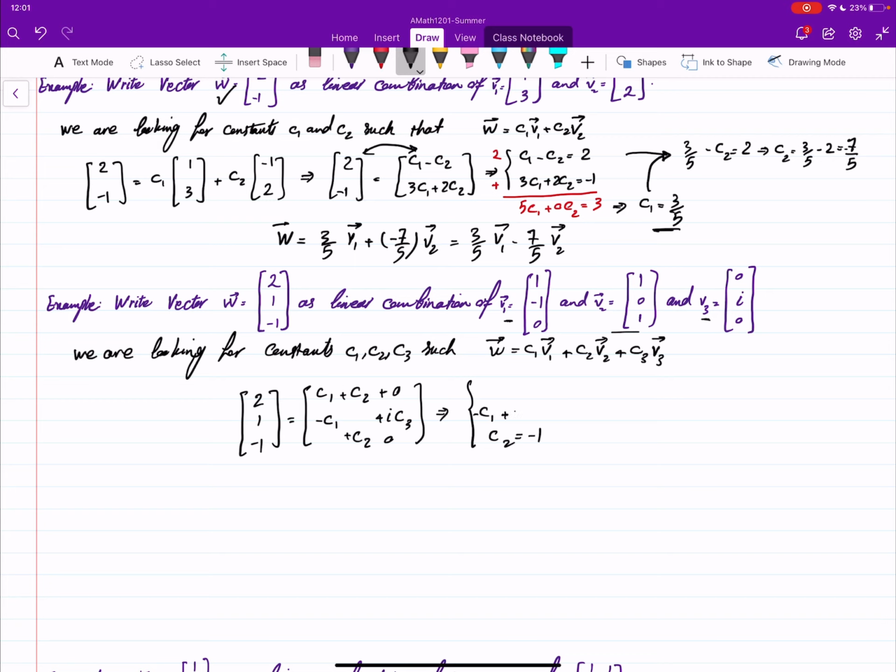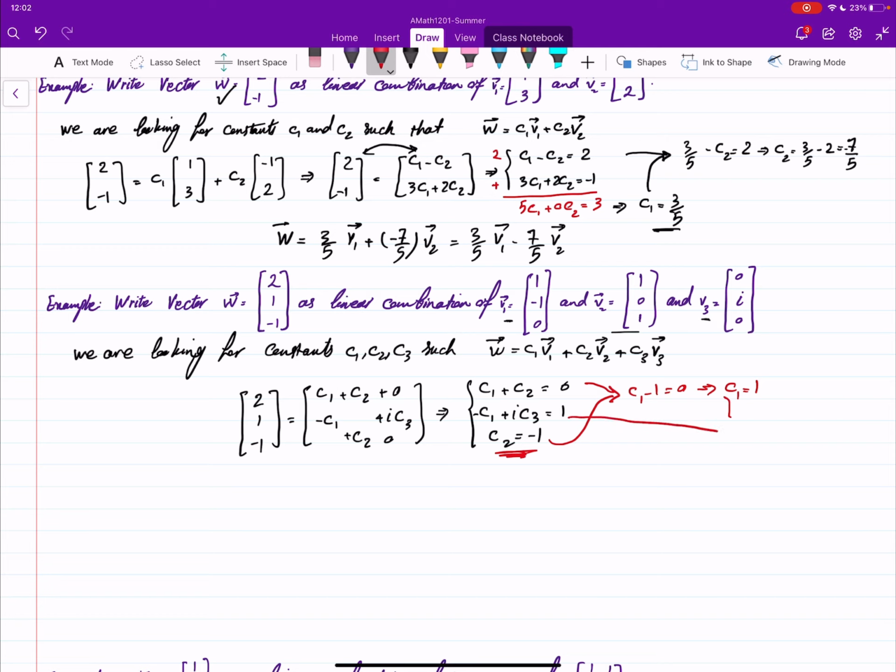So the last one tells me C2 is negative 1. The second component tells me that negative C1 plus i C3 is equal to 1. And the first component tells me that C1 plus C2 is equal to 0. Note that the last equation is basically telling me the value of C2. I can plug in the value of C2 in the first equation, and I find that C1 must be 1.